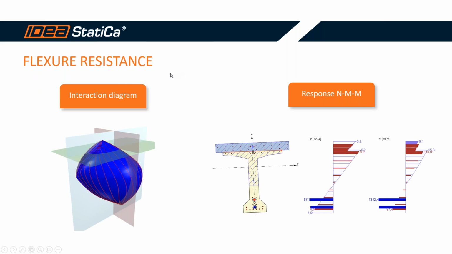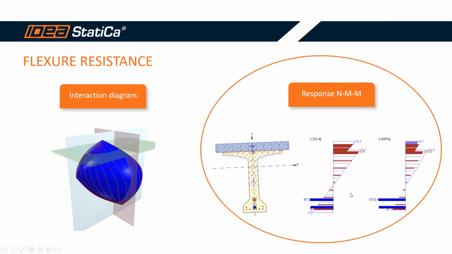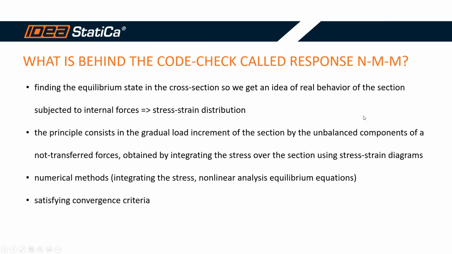Before we go to the actual topic, I would like to remind you that there are 2 methods to assess flexure resistance in IDEA StatiCa. The first one is assessing the interaction diagram, depicted on the left. And the second method is called response NMM. This is the method we are going to talk about and say something more about this code check.